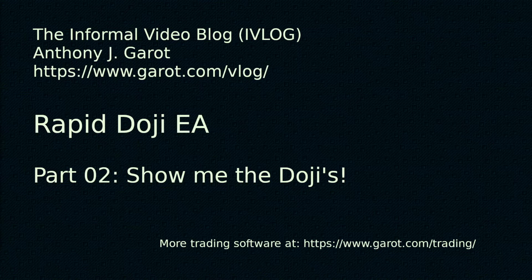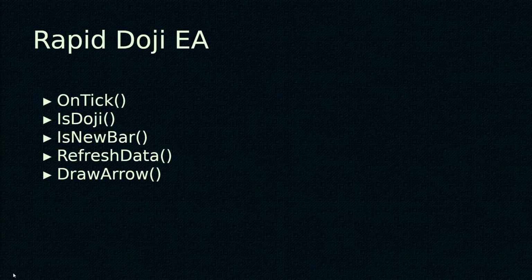In Part 2 of this vlog series, we will build upon the Expert Advisor code from Part 1. I call this part, Show Me the Dojis. In this vlog, we will add the onTick event, add code to check when a new bar is created, then place an arrow on the chart under each bar that is a doji. In this video, we will add the onTick event and a few functions.